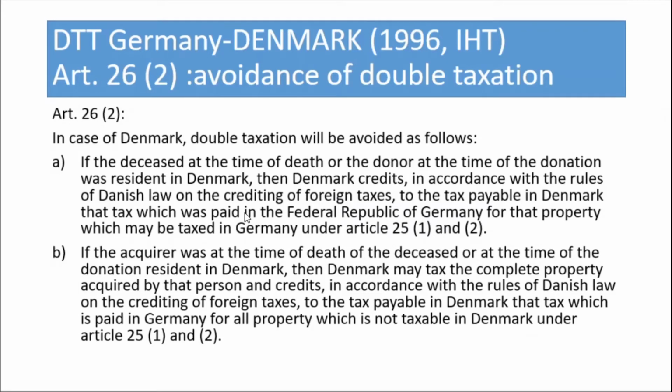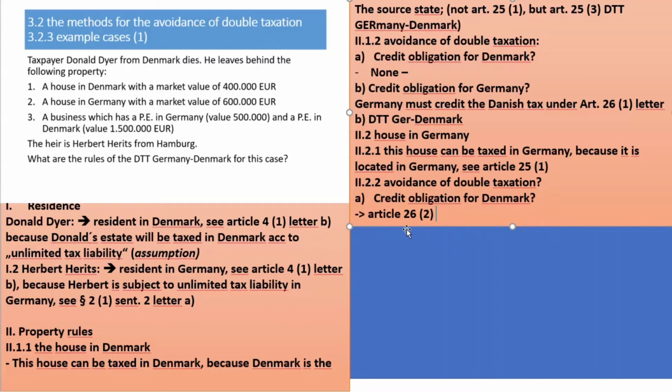So in case of Denmark, double taxation has to be avoided as follows. If the deceased at the time of death was resident in Denmark, yes, that is our case. So letter A is our case. Then Denmark credits, in accordance with the rules of Danish law, to the tax payable in Denmark, the tax and only the tax which was paid in Germany for the property situated in Germany. And we have property situated in Germany here, so Denmark has to credit the German tax here. So letter A, Denmark must credit the German tax.